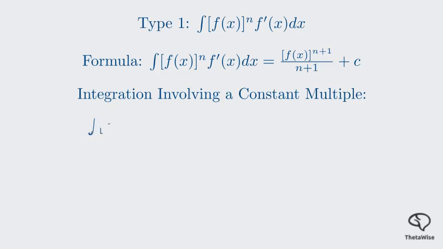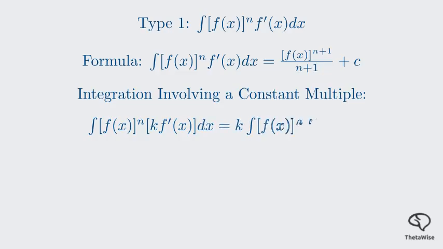Sometimes, the derivative part is multiplied by a constant. For example, k times f prime of x. This is also easily handled because we can pull the constant k outside the integral.